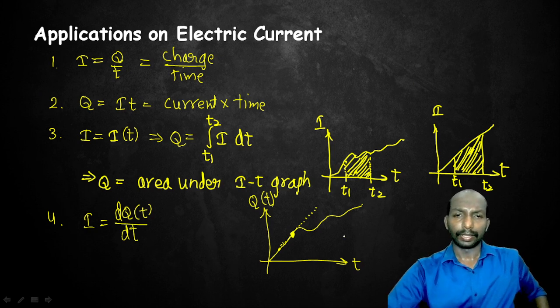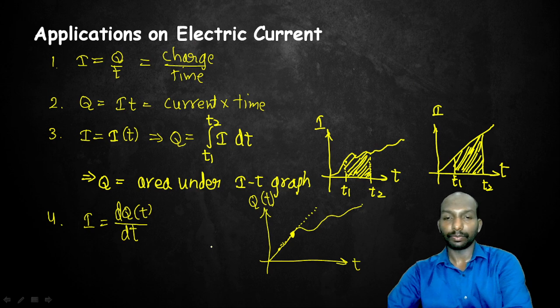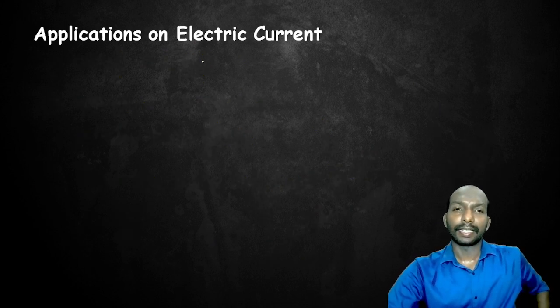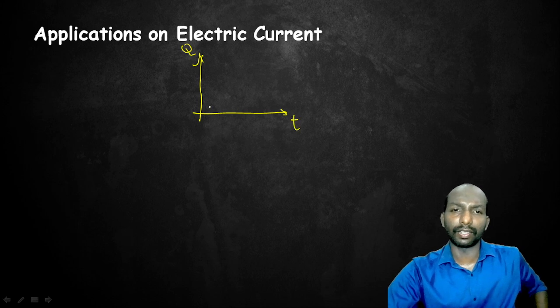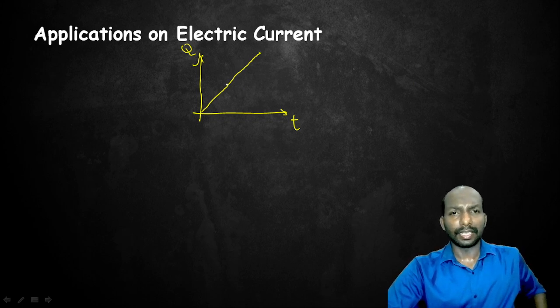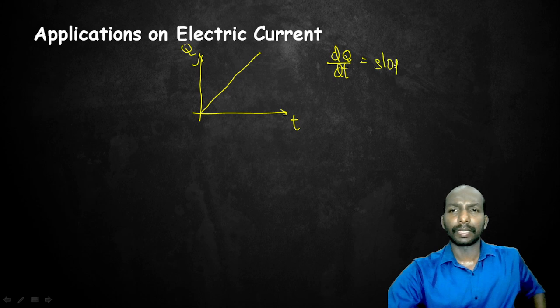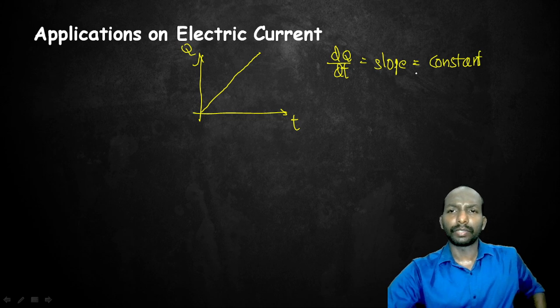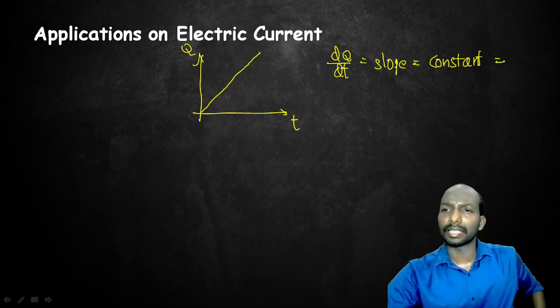If charge is a function of time and the graph is a straight line, then the slope of the graph, dq by dt, is constant. The slope of the graph here, dq by dt, indicates current, which is a constant.